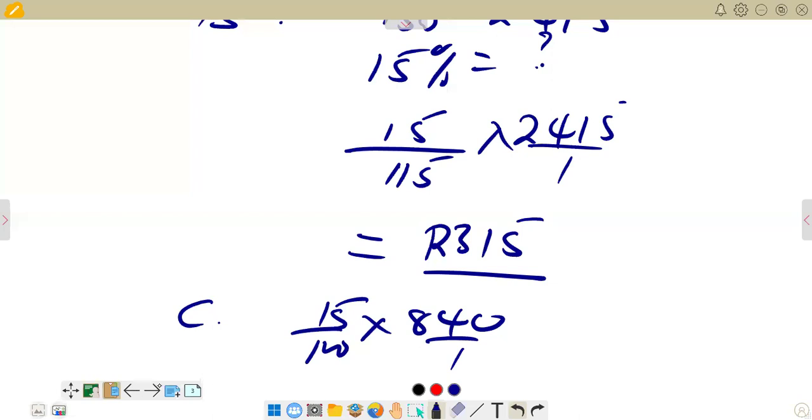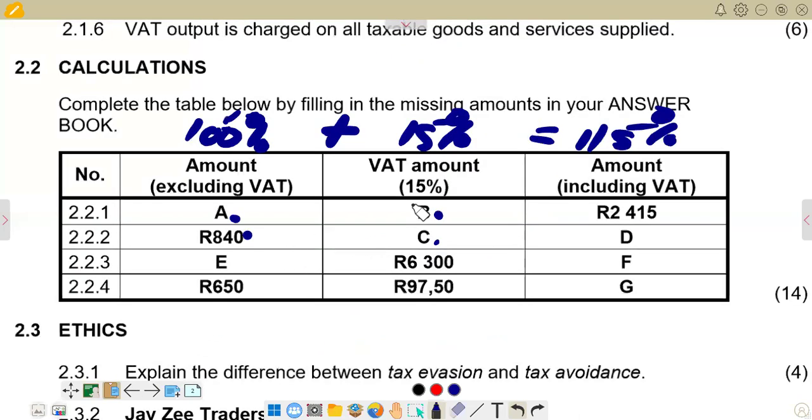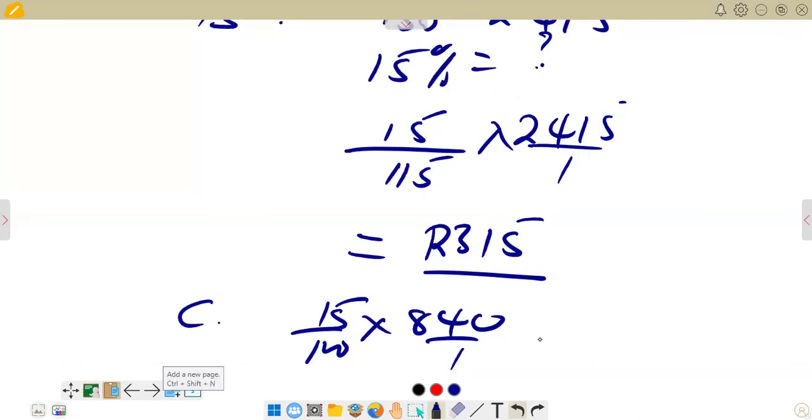So this is what we have. We can just say 15% times 840, or we can say 840 is equal to 100%. What about 15%? We just say 15 over 100 times 840 over 1. You get the same answer. If you calculate it, the answer that you are going to get for C is 126.